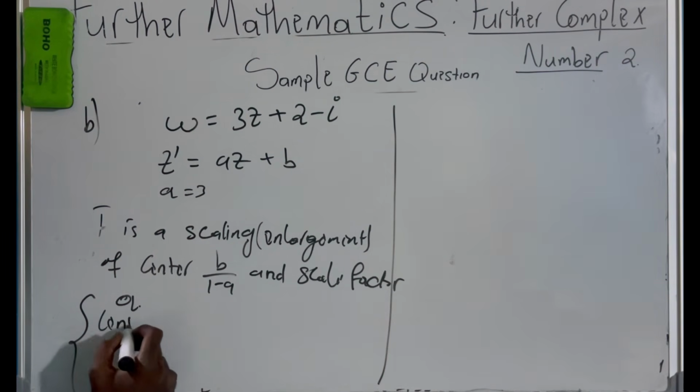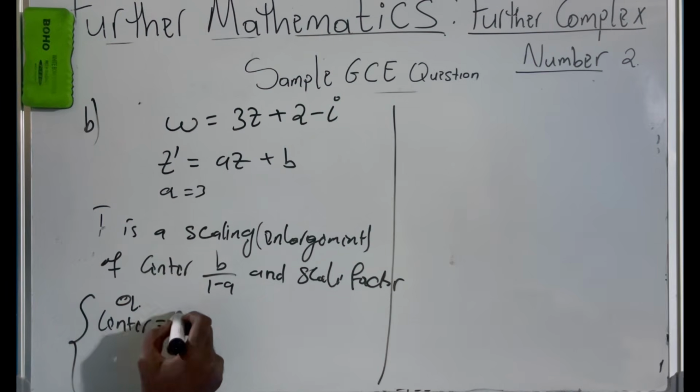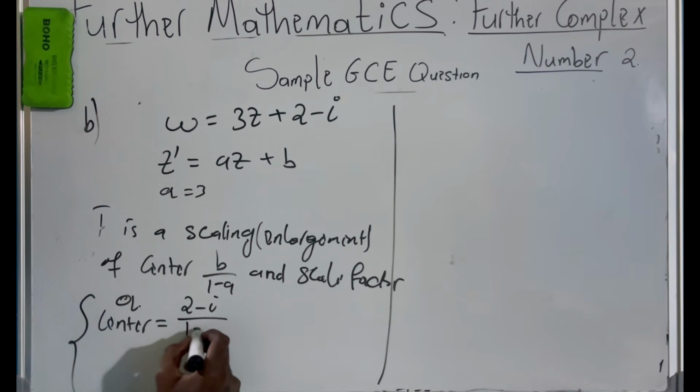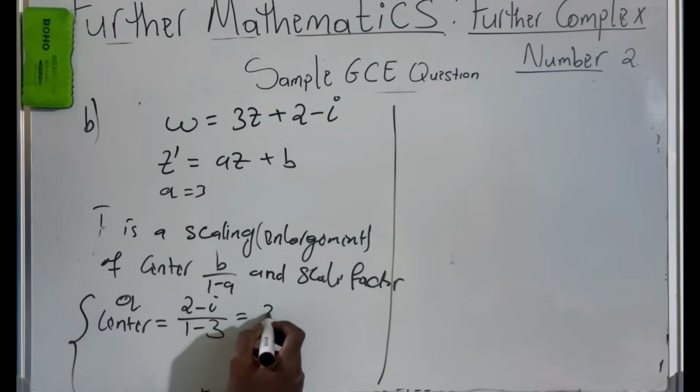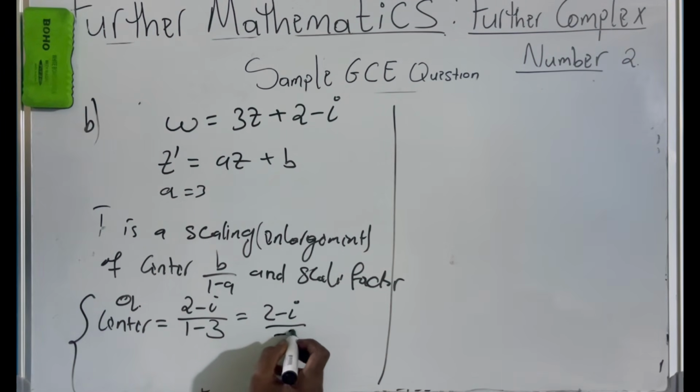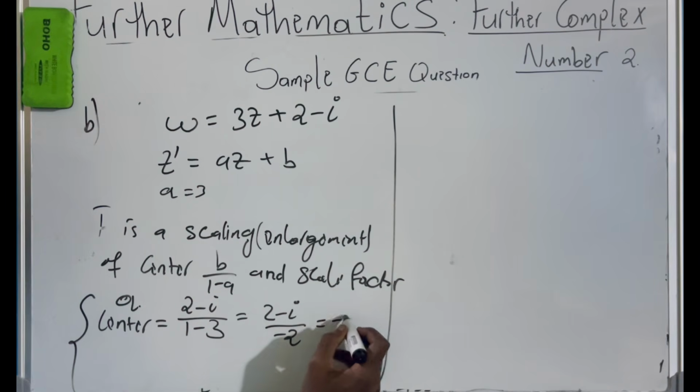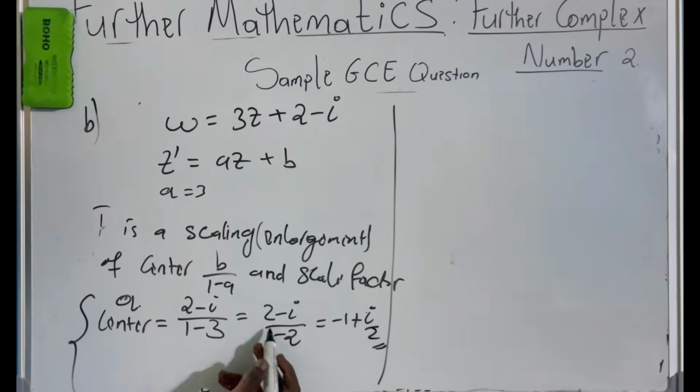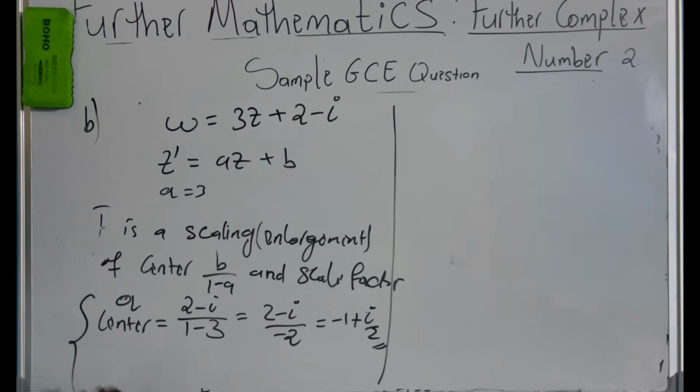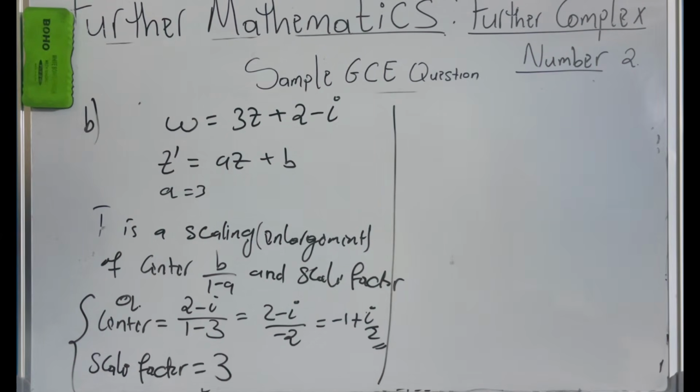Now they are asking about the center. So I know that the center is b over 1 minus a, where b is 2 minus i, over 1 minus 3. So making 2 minus i over negative 2. So it will be negative 1 plus i over 2. Negative 1 plus i over 2, there is the center. Then the scale factor that they are asking for, you don't need to calculate here. The scale factor is the value of a, which is 3. So that is what they are asking for.